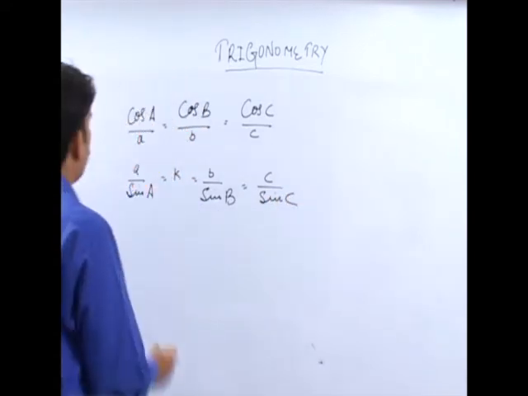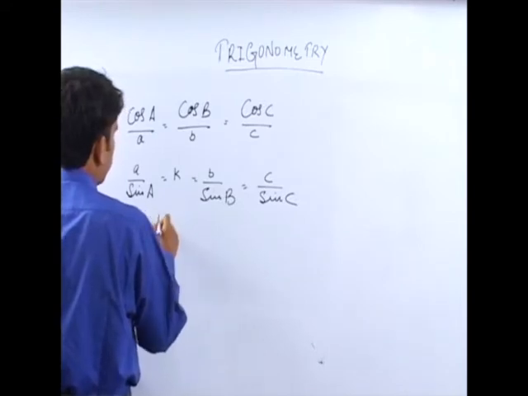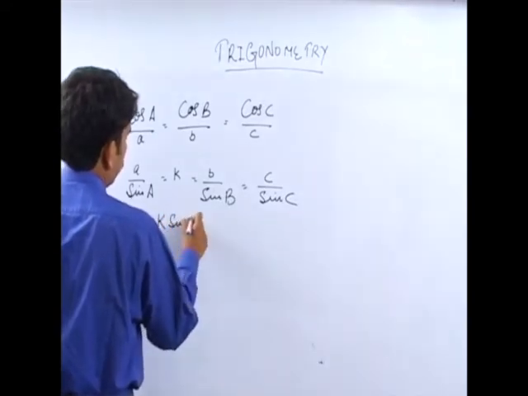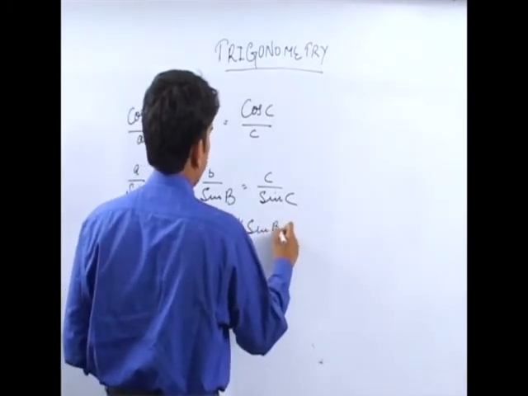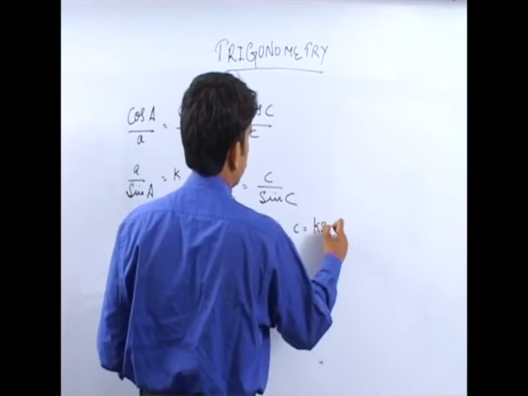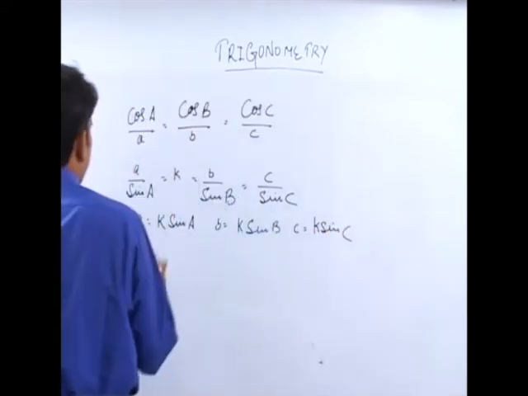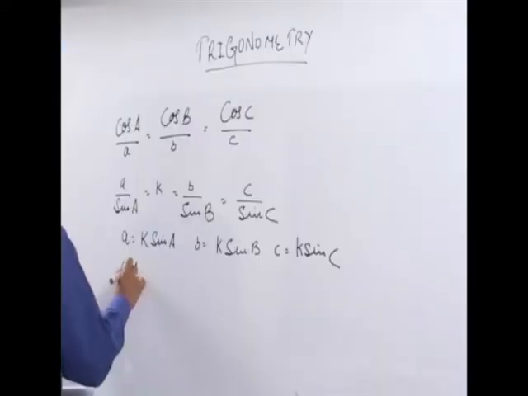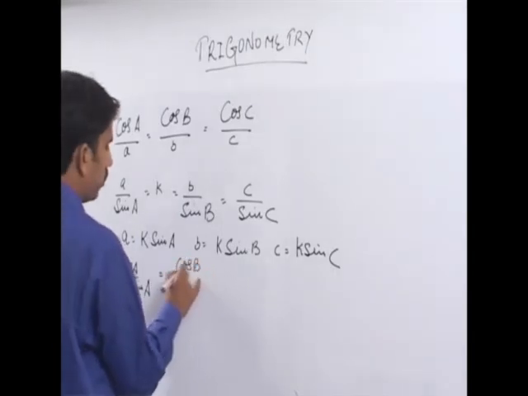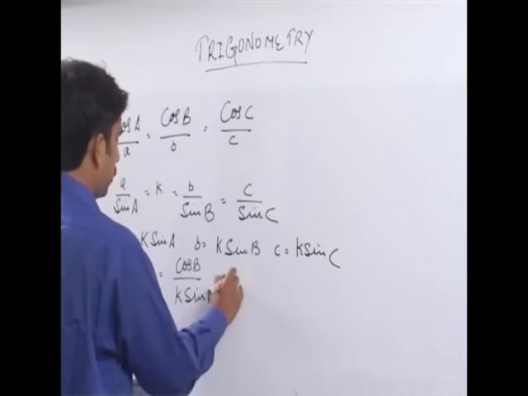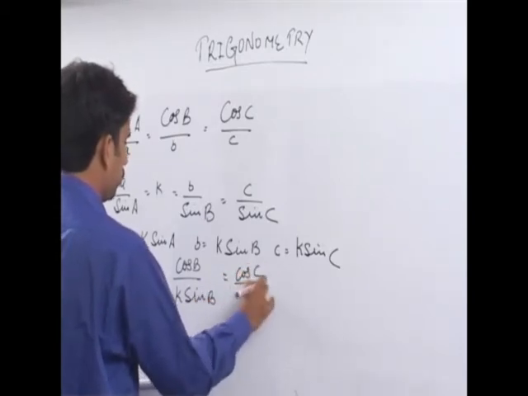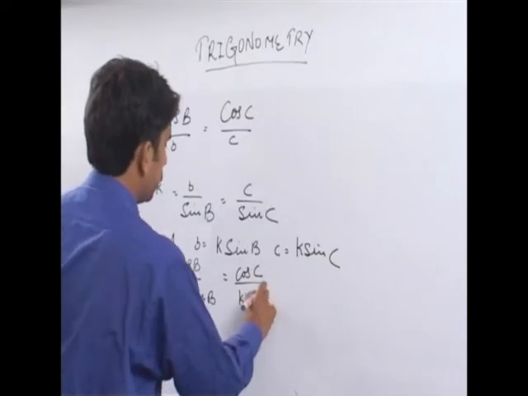Now put the values of a, b, c from this expression. You will get a equals k sin A, b is equal to k sin B, and c is equal to k sin C. Here you will get cos A over k sin A, cos B over k sin B is equal to cos C over k sin C.